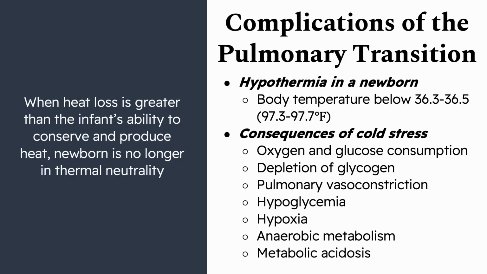When heat loss is greater than the infant's ability to conserve and produce heat, the newborn is no longer in thermal neutrality. In such cases, the body temperature drops and the newborn is cold stressed and becomes hypothermic. Hypothermia in a newborn is defined as a body temperature below 36.3 through 36.5 degrees Celsius. This is 97.3 and 97.7 degrees Fahrenheit, and this is measured as an axillary temperature.